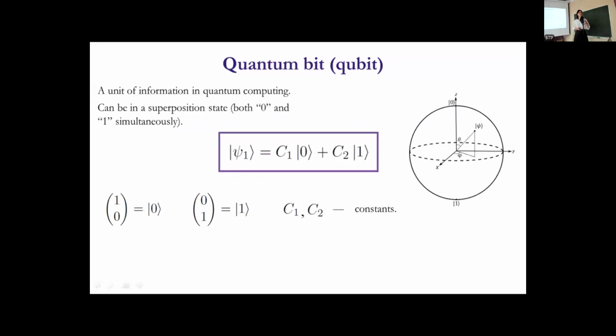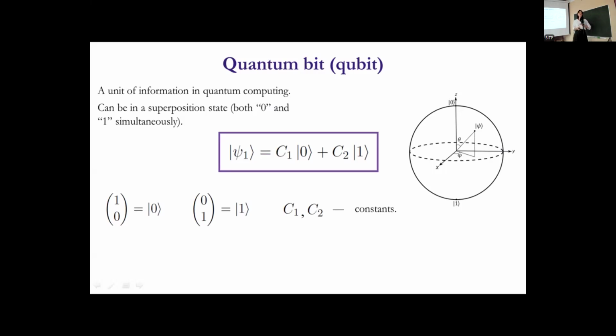So the notion of quantum bit, and I will say not just quantum bit, but shortly qubit, is the following. In comparison to what we have in classical programming, where we operate with classical bits, in quantum computing we act on the states of quantum bits. Quantum bit is a unit of information in quantum programming.